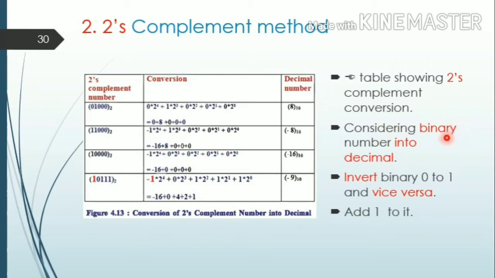Now considering binary numbers into decimal numbers, invert the binary zeros to ones and vice versa, and add 1 at the end, adding 1 after all the calculation in the subtraction method, that is the 2's complement.